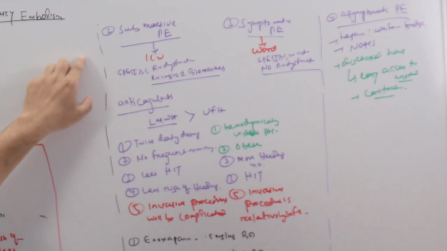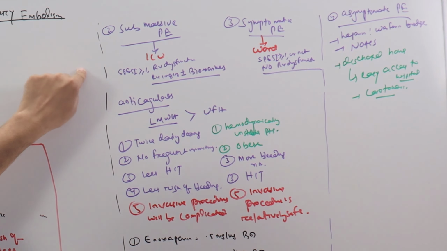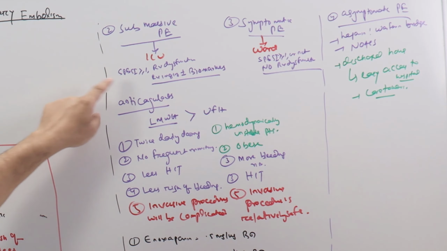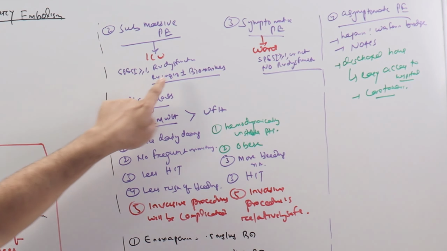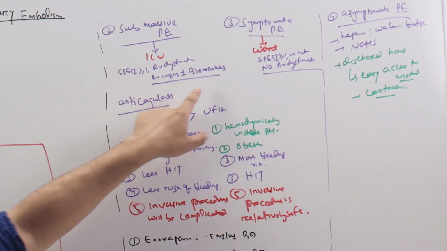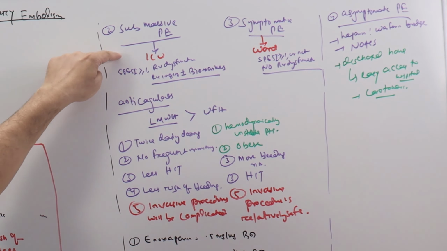The second will be submassive PE. These are the patients who have to be monitored in the ICU because they are at high risk of developing hemodynamic instability and transforming into a massive PE. By definition, they will have sPESI more than or equal to 1, RV dysfunction as evidenced by RV imaging and biomarkers. But the thing that separates it is the absence of hypotension. But these patients can develop hypotension at any point of time. That's the reason why they have to be monitored in the ICU.